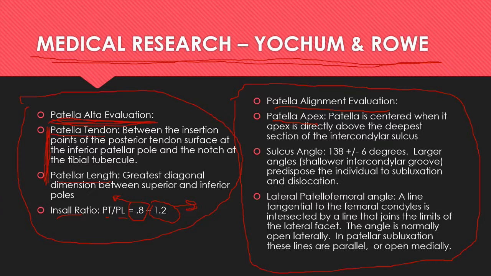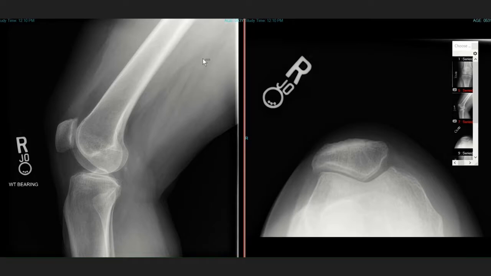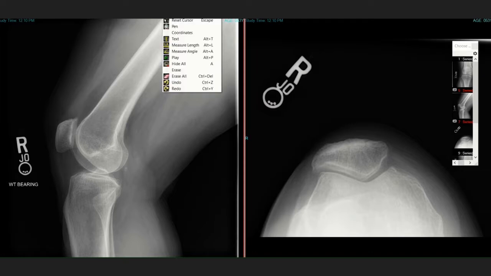This angle should normally open laterally. With patellar subluxation, the lines are either parallel or would open medially, and that would be suggestive of some pathologic tilt of the patella. Okay, so let's take a look at these in a little more detail. So here are the views that we're going to use for our assessment of patella alta and for trochlear dysplasia. We'll use the lateral view for the assessment of patella alta, and we'll use the sunrise view for the assessment of trochlear dysplasia.